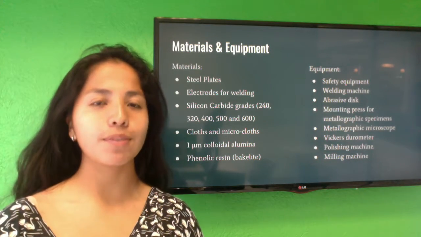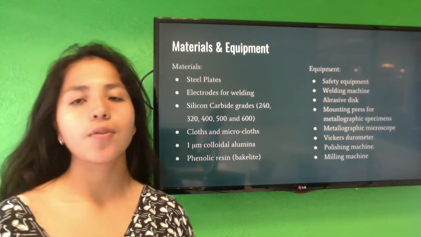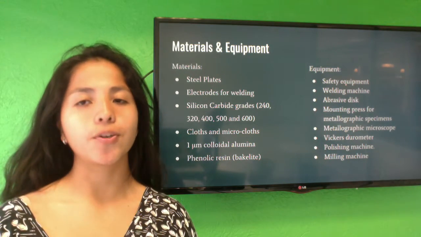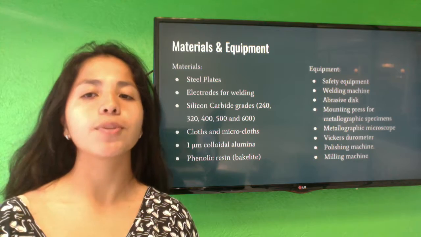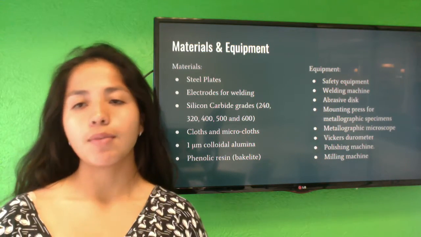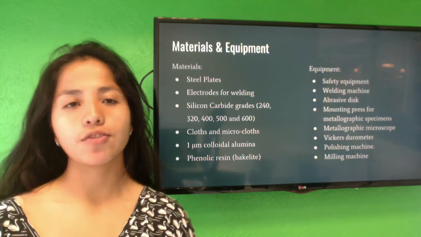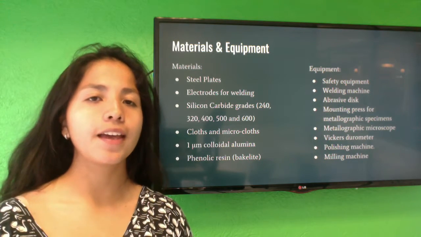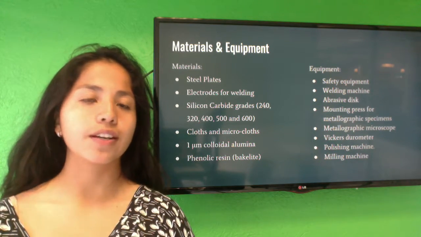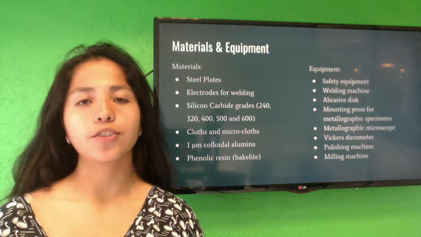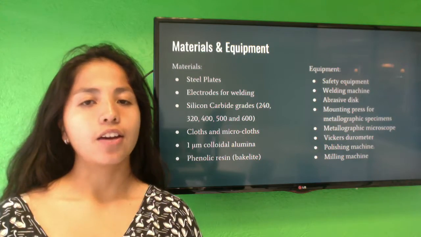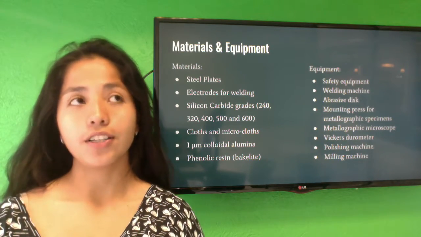The equipment and materials that we used in this practice were safety equipment, welding machine, a resist disc, mounting press for metallographic specimens, metallographic microscope, the Vickers durometer, the polishing machine, and the milling machine. And the materials were steel plates, electrodes for welding, silicon carbide grades, colloidal alumina, and phenolic resin.